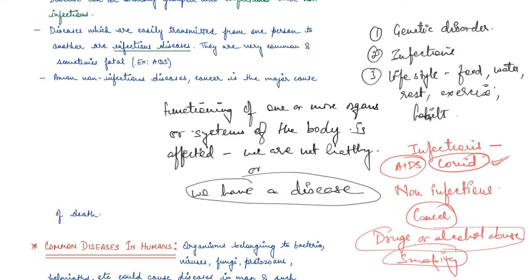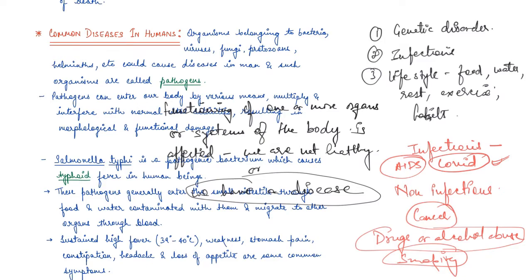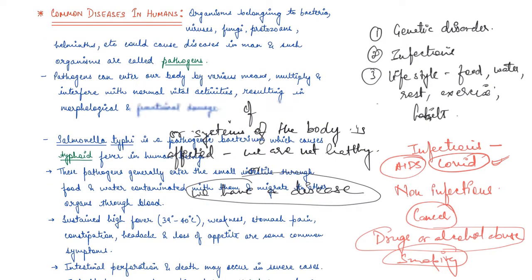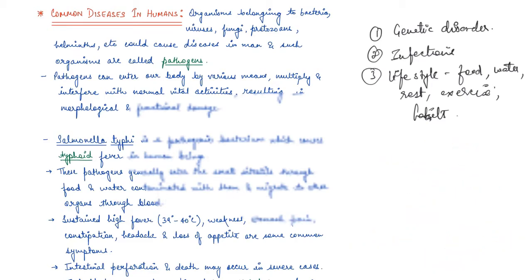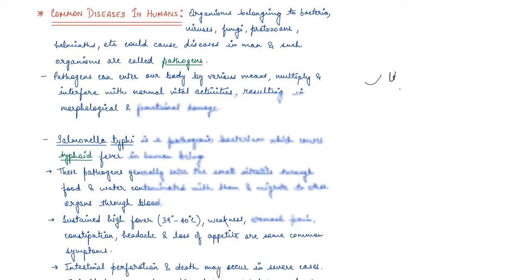So let's see what are the common diseases in humans. Let's see some of the common diseases in humans. So we'll cover some in this video and some in the next video. Right? So the first thing that we'll cover, basically, by common diseases, what we mean is, there are various organisms belonging to bacteria, viruses, fungi, protozoans, helminths that cause disease in humans. And these organisms are known as pathogens. These organisms which give diseases to man are known as pathogens.